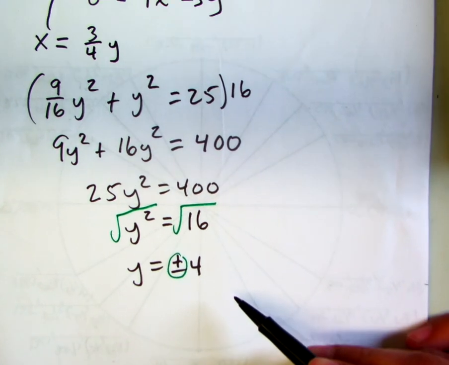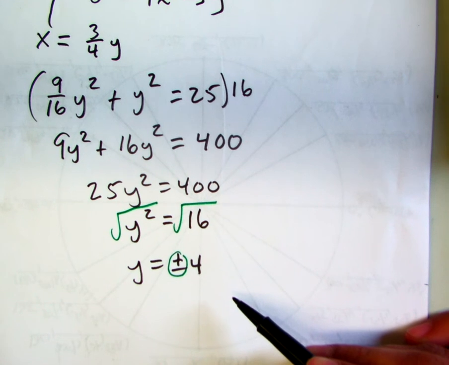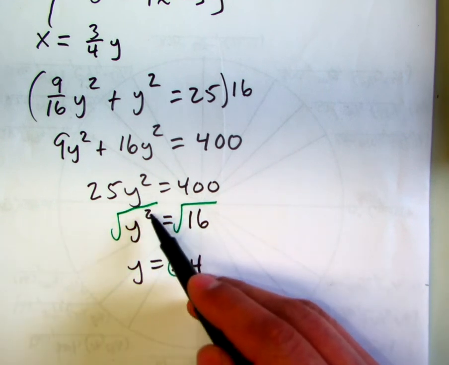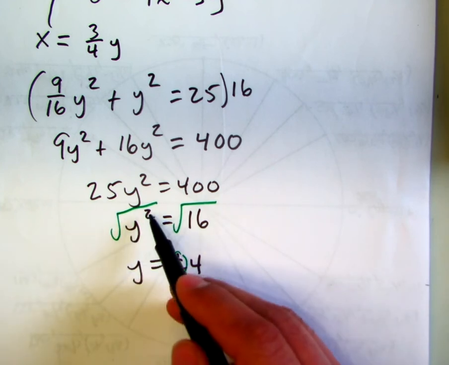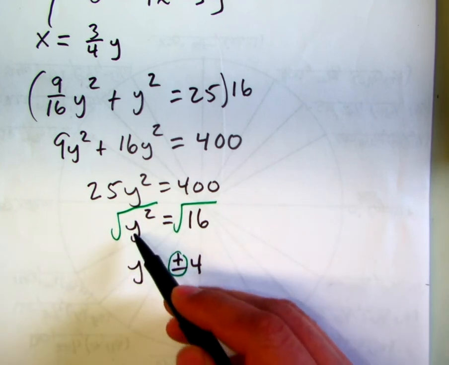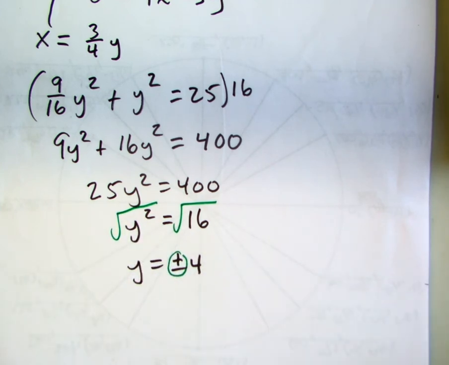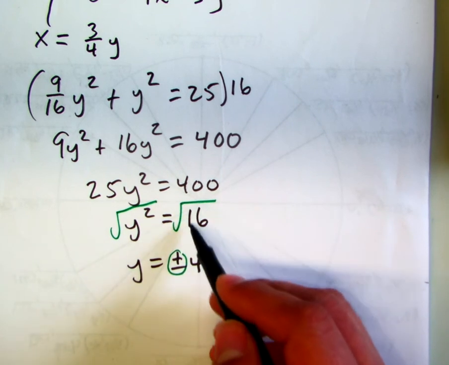Is it always plus or minus, or only when it's an even power? Only if this is an even power. That's a good question. If this were cubic and we cube rooted it, it's positive or negative depending on if this is positive or negative here. Okay?